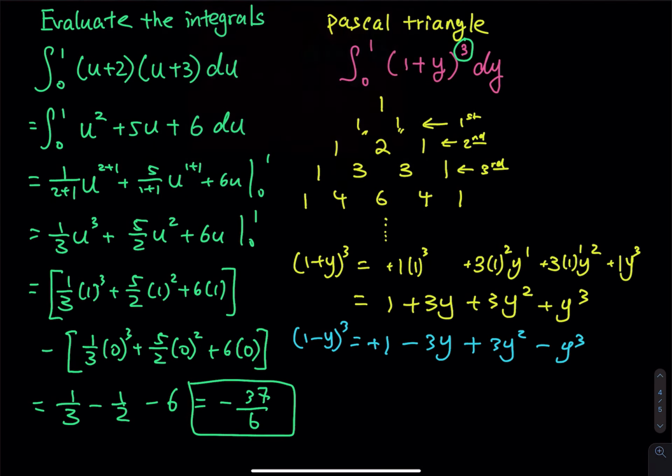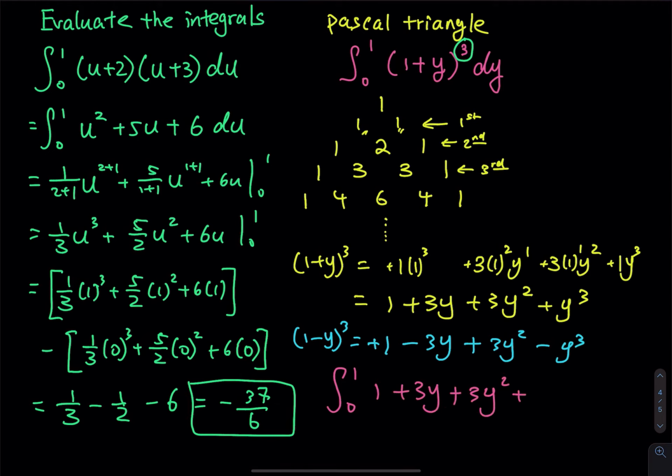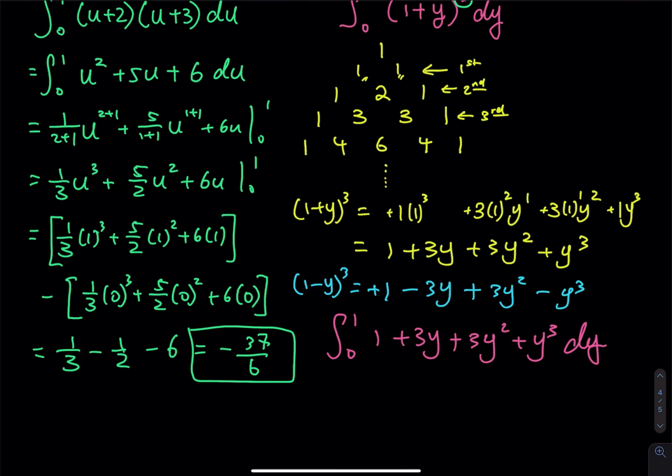So what is that equal to? That will be the integral from 0 to 1. So we have 1 plus 3y plus 3y squared plus y to the third, dy. If you have your own method to open up a binomial like this, use it. Okay, so now simple power rule.